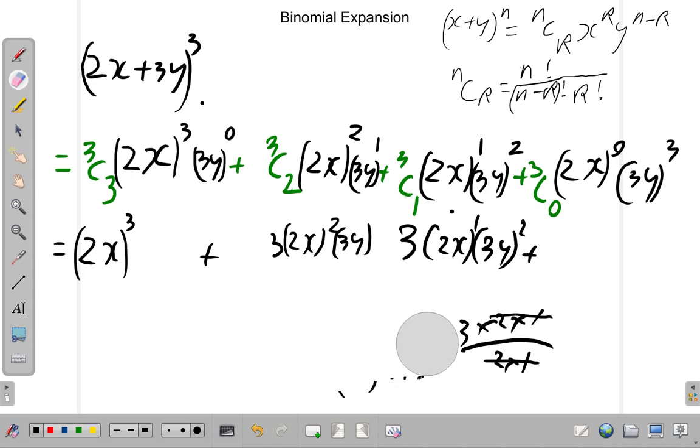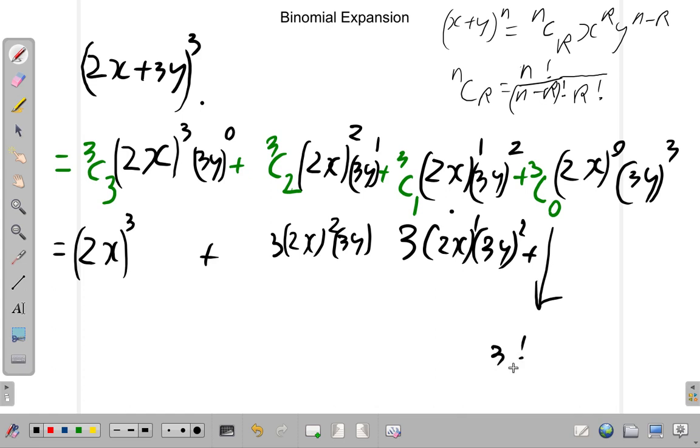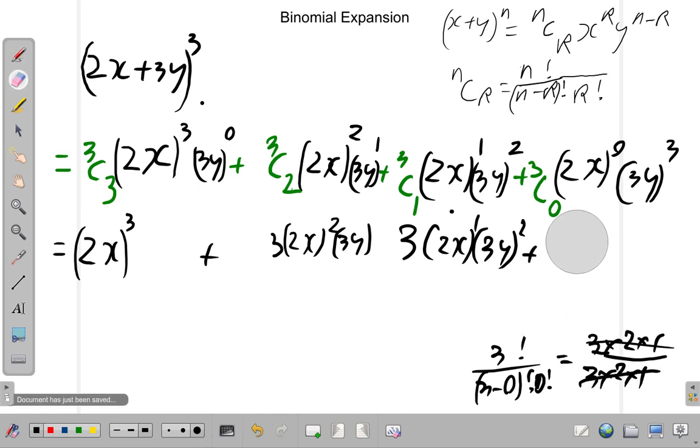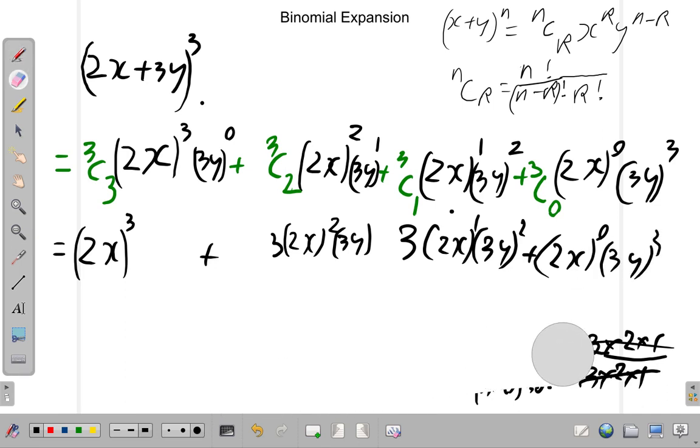3c0. What is 3c0? This number is going to be 3 factorial over 3 minus 0 factorial times 0 factorial, which is 3 by 2 by 1 over 3 minus 0, which is 3. So it's 3 factorial, 3 by 2 by 1, and 0 factorial is 1. We cancel, and what we have is 1. So therefore, what you have is 1 times 2x to the 0, 3y cubed.